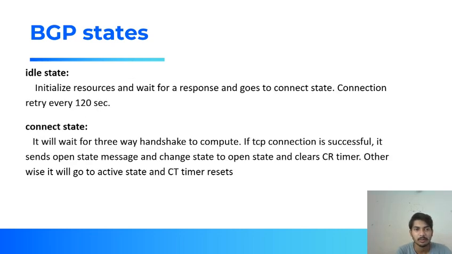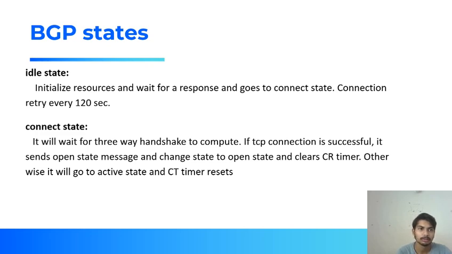The first one is the idle state. It will initialize resources and wait for a response, and then it goes to the connect state. Connection retry happens every 120 seconds. This is the first state of BGP. BGP initiates a TCP connection to the BGP peer and also listens for a new connection from the peer router.